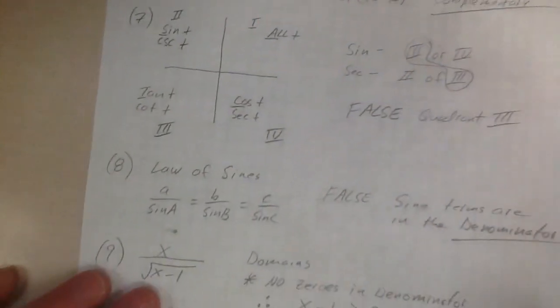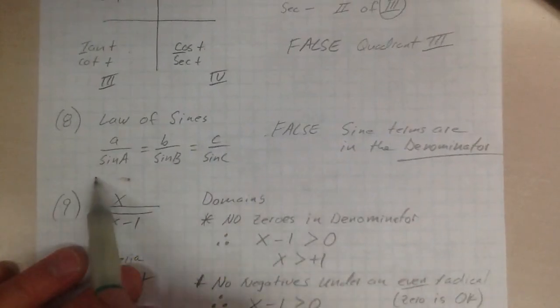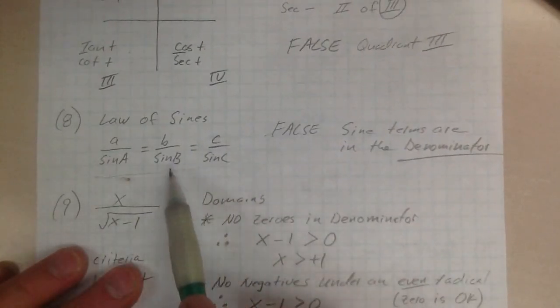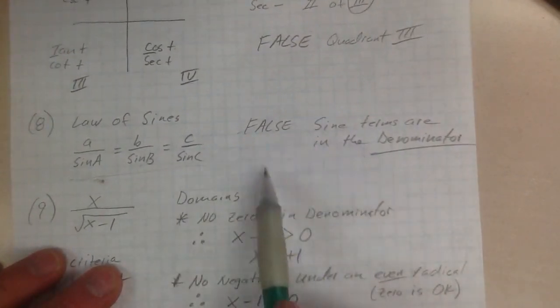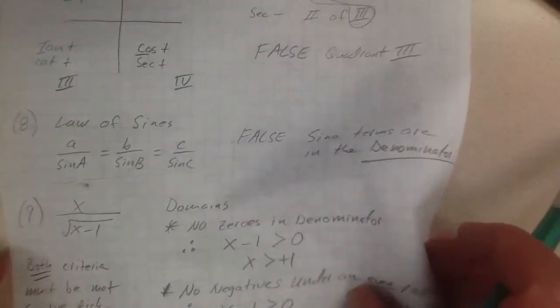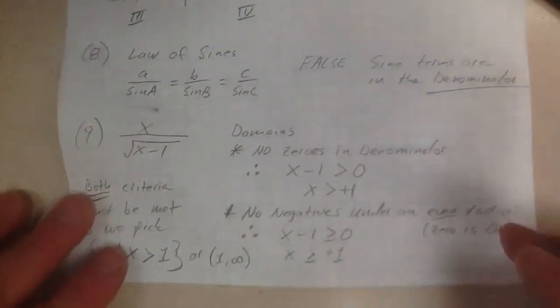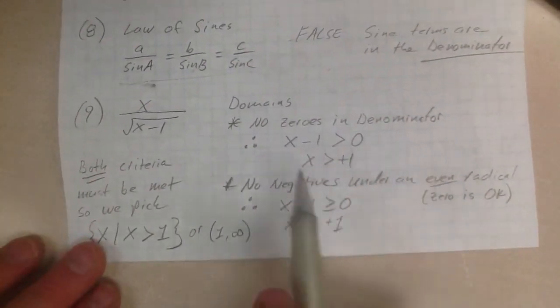All right. Number 8, law of sines. If you remember the law of sines, the sine term is in the denominator, not the numerator. So again, this is false. Okay, one last one, and then we'll finish up some more in part 2.